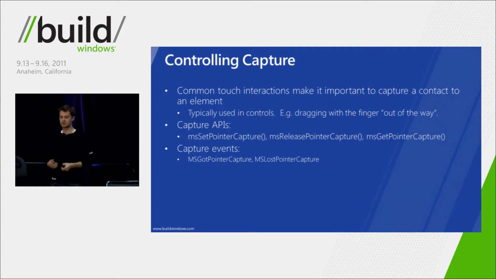The way that works under the covers is we set capture to the thumb when you go down on it. And then even if you drag off, the input is still directed to the thumb, and it can update its position. We will also use capture in the gesture section when we add gestures to our sample, but we're not there yet. So there's a couple APIs for capture.